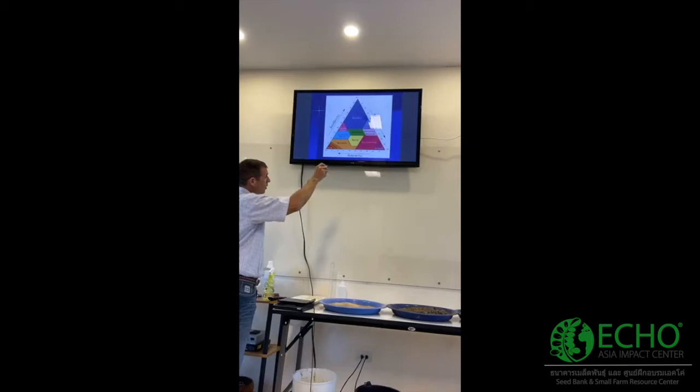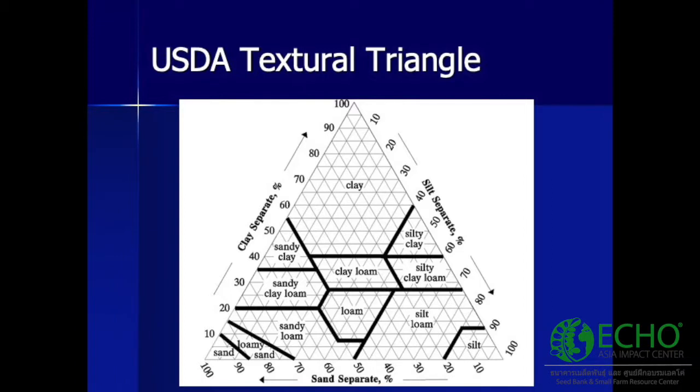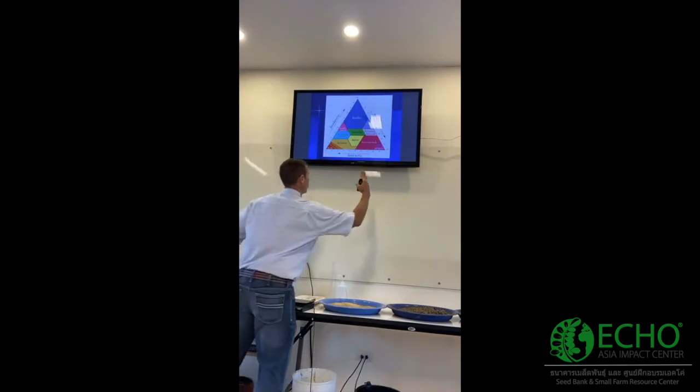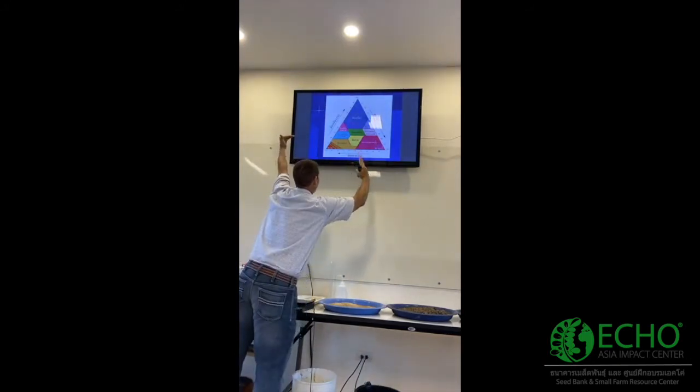Then we need to find the clay percent, which we said was 45. On the left side is the clay. So between 40 and 50, we have 45 about here, and we're going to go straight across to the right. So look at 25 this way and 45 across this way.